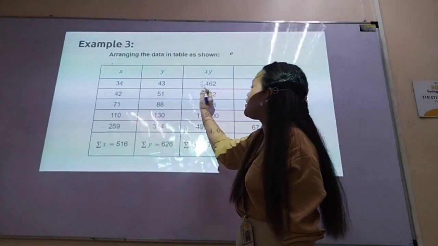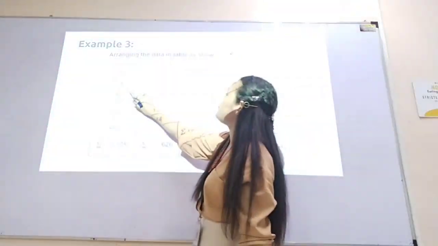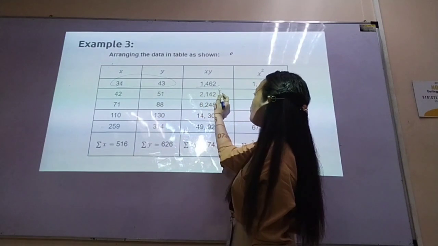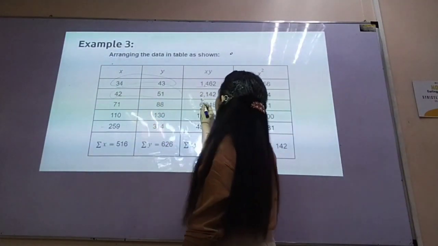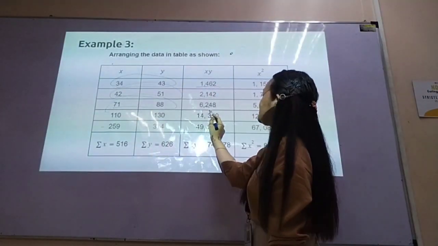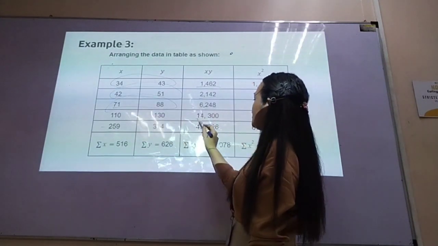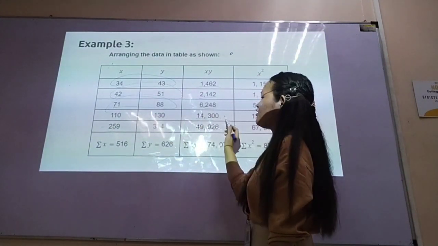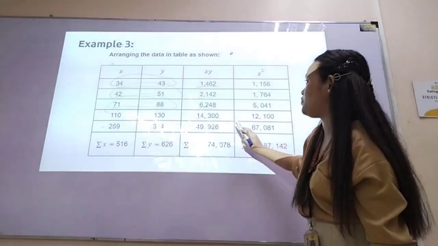And then here we're going to multiply both of these with each other. 34 multiplied by 43 is 1,462. 42 multiplied by 51 is 2,142. 71 multiplied by 88 is 6,248. 110 multiplied by 130 is 14,300. And 259 multiplied by 314 is equal to 49,926.